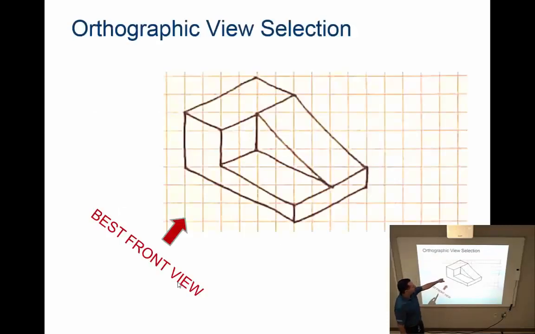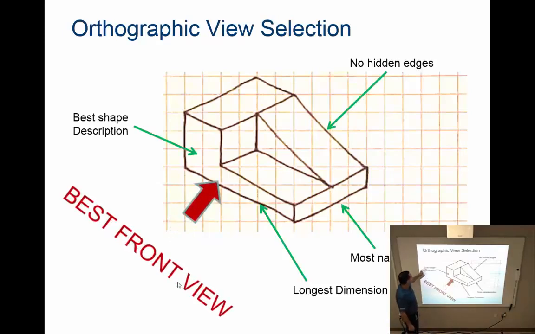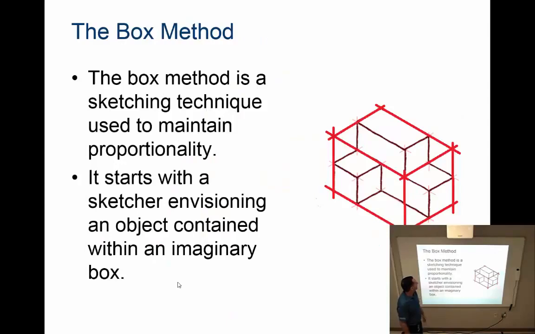So if this were the object that I wanted to draw, I would select this as my front view because it meets the criteria that we talked about. Best shape description, longest dimension, most natural position, and no hidden edges. Again, we're going to use the box method just like we did for the obliques to draw this. So the box I can envision that would fit this object in it is a good starting point. It's almost like training wheels.